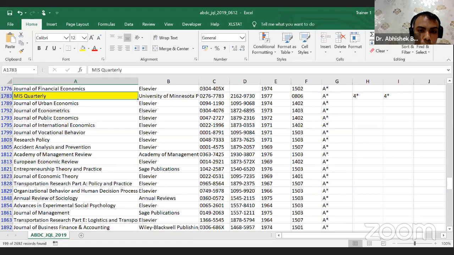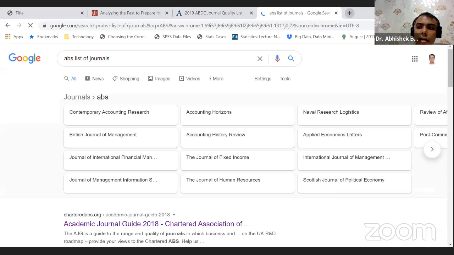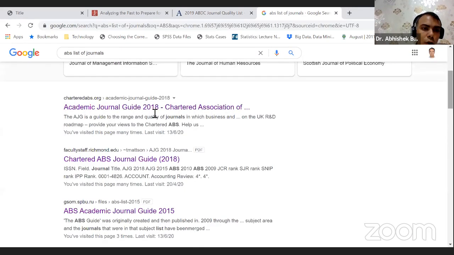The second thing you should be referring to is the list by ABS, which I was mentioning earlier also. Search for the ABS list of journals, and it will give you the entire list. Also, you can go to the Academic Journal Guide 2018. This list was published in 2018 and will be revised in 2021. So you can still rely on this list, and I will show you this list in a minute. I have downloaded the list myself, so let me show it to you also.